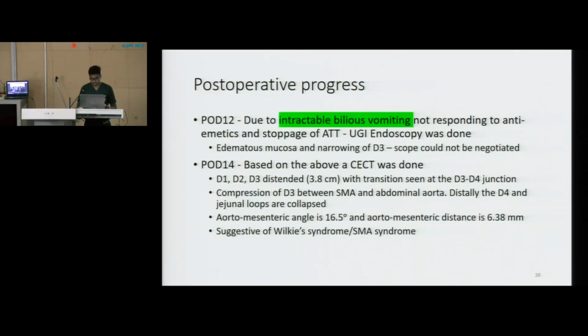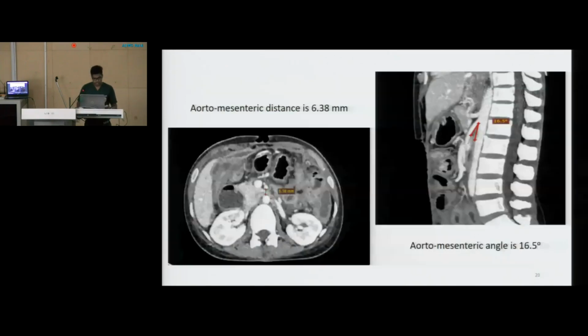The aortomesenteric angle was 16.5 degrees and the aortomesenteric distance was 6.3 mm. All these signs were suggestive of Wilkie syndrome. In the image to the left, we see that the aortomesenteric distance is 6.3 mm. The normal aortomesenteric distance is 10 to 28 mm.